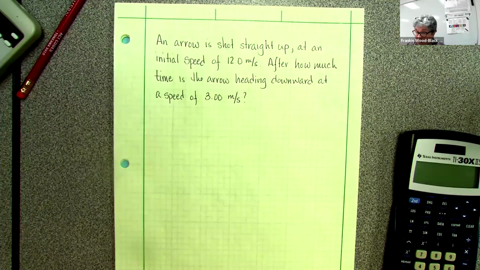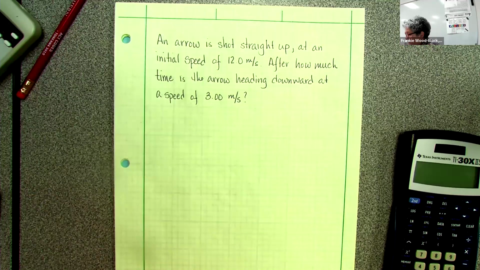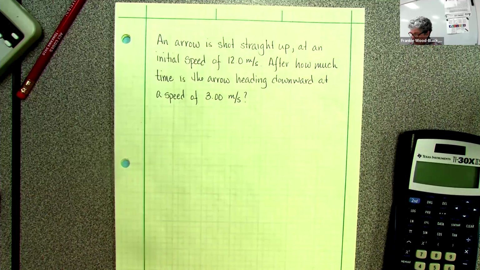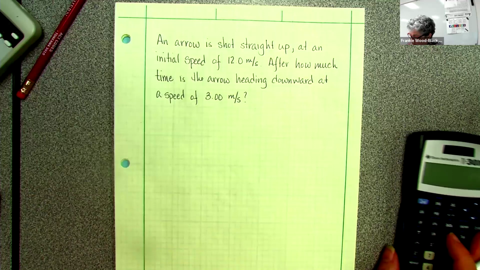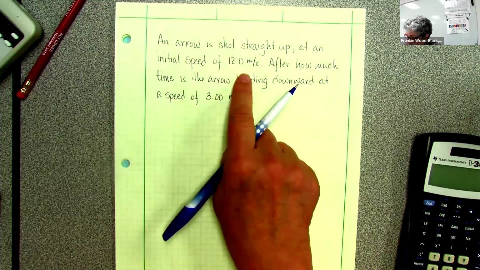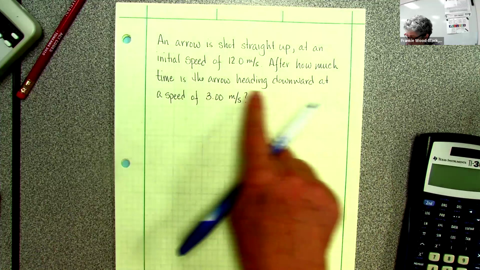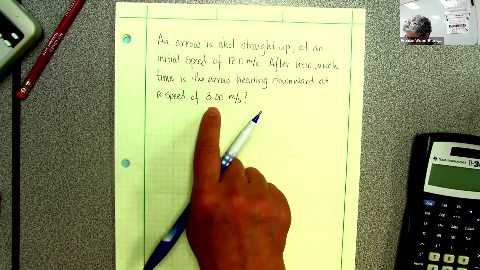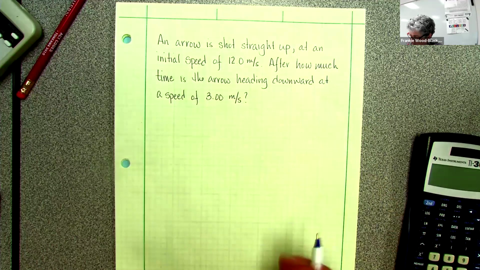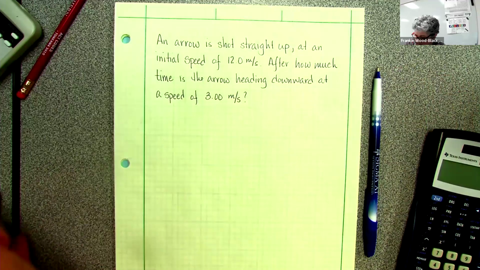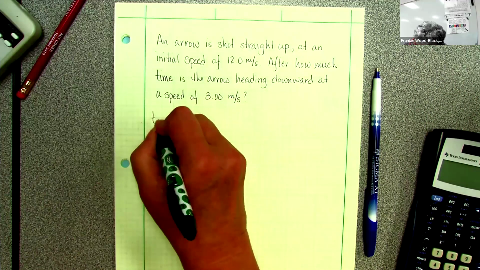So if you happen to go back and review the book, it gives you a way to deal with the problem. First, we want to read the problem. So we read the problem. We got an arrow that shot straight up at an initial speed of 12 meters per second. After how much time is the arrow heading downward at a speed of 3.0 meters per second? Well, we also have a toolkit. So let's write down our toolkit.